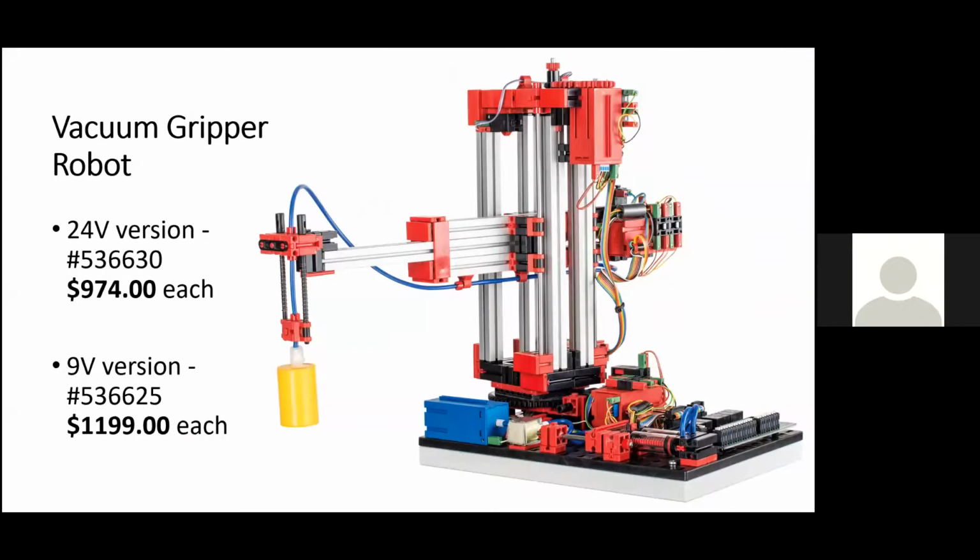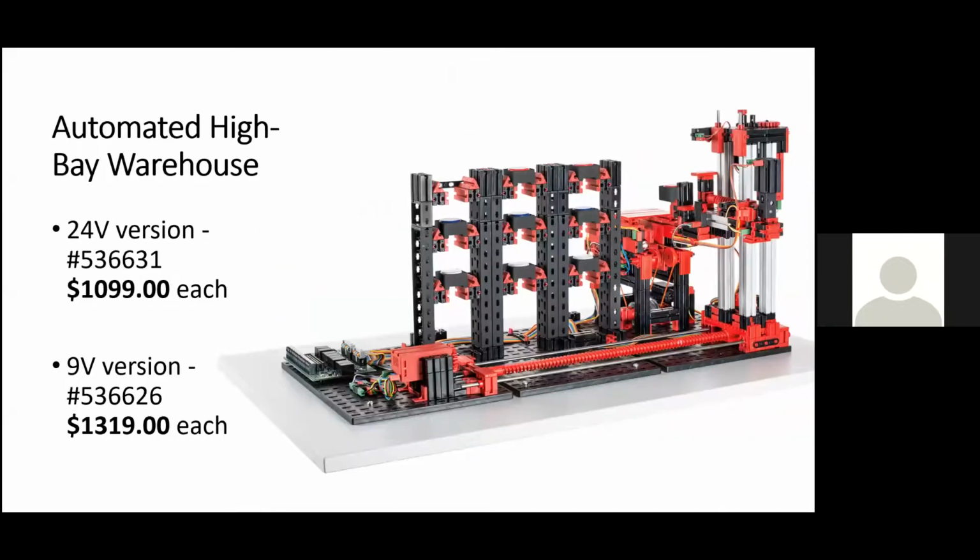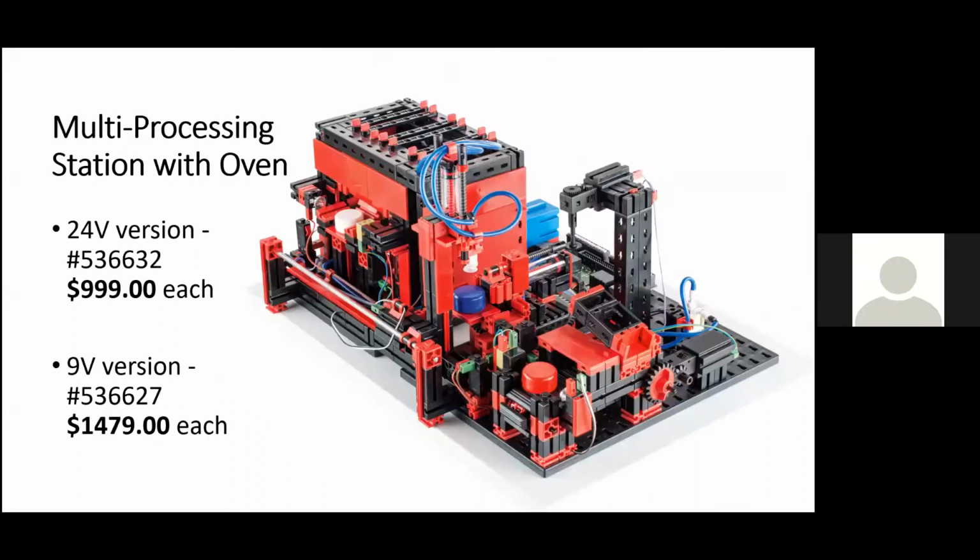First off, the vacuum gripper robot in the 24-volt version. These are $974 each. The 9-volt version, again with the TXT controller, is $1,199 each. The automated high bay warehouse in the 24-volt version is $1,099 per unit. The 9-volt version, again with the TXT controller pre-programmed, is $1,319. The multi-processing station with the oven in the 24-volt version requiring PLC is $999 per unit. The 9-volt version with the robotics TXT controller is $1,479.